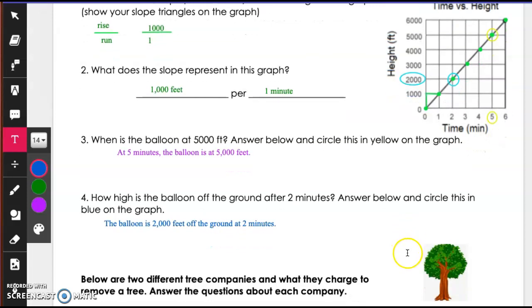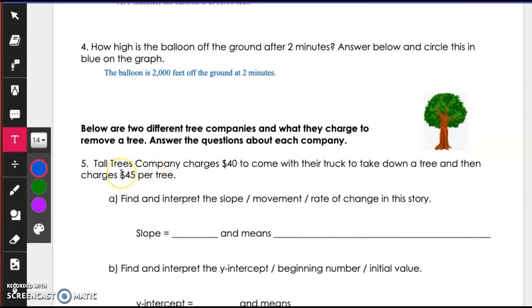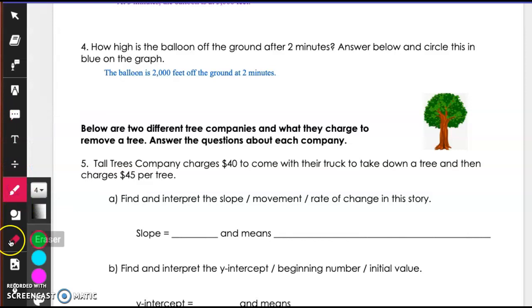Let's start comparing things now. Below, and this is a lot like your test. Your test has a lot of comparisons. So let's do our best here. Below are 2 different tree companies and what they charge to remove a tree. Sometimes trees are in the way. They have to be removed. Answer the questions about each company. So the first company is called Tall Trees Company. Nice. Charges $40 to come with their truck to take down a tree, and then $45 per tree.